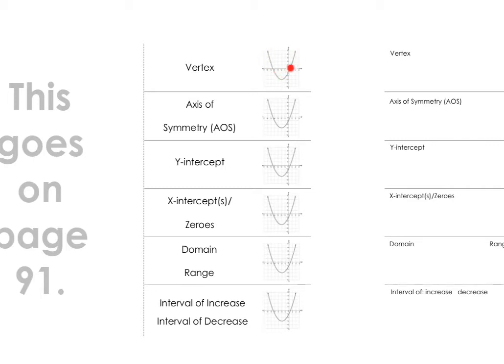It's U-shaped. It can face up, it could face down. And actually, it could also face side to side, but we're not going to talk about those in this unit. All right, so the first characteristic we're going to talk about is the vertex. So the vertex is basically the minimum or the maximum of the quadratic. So you can also say the turning point.